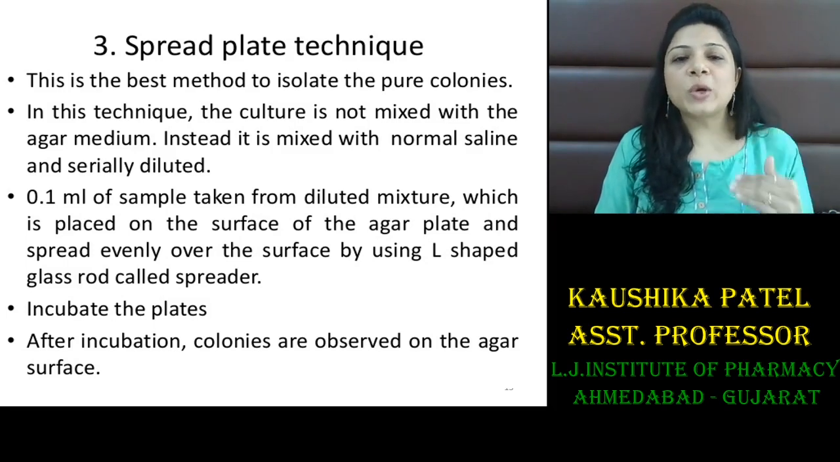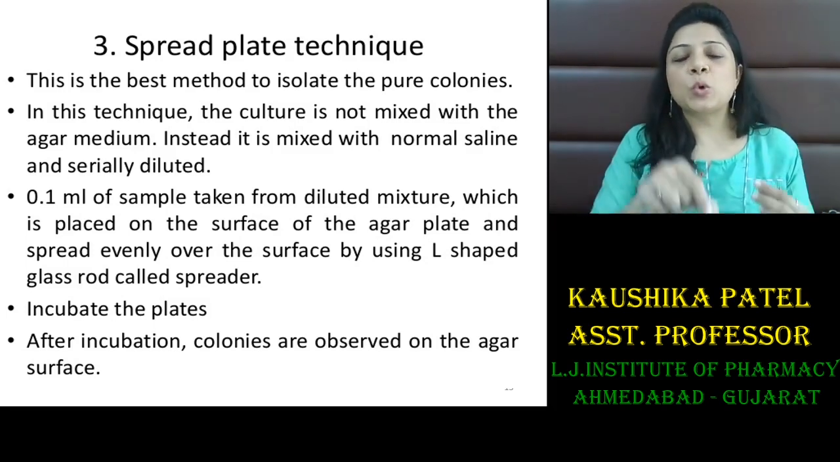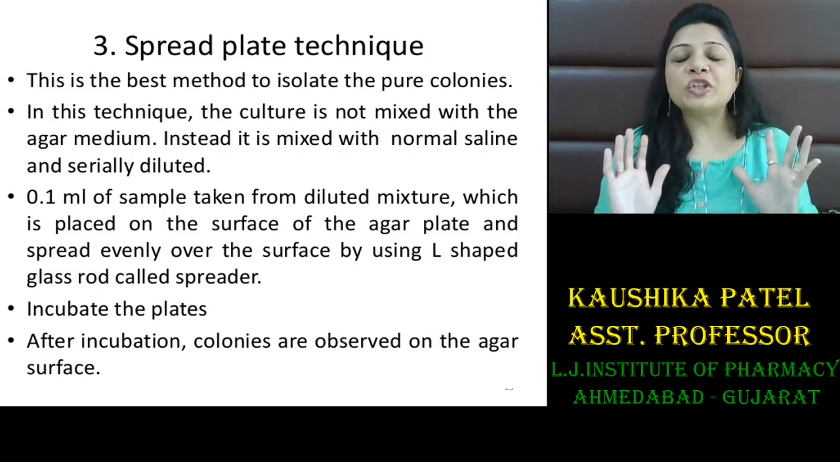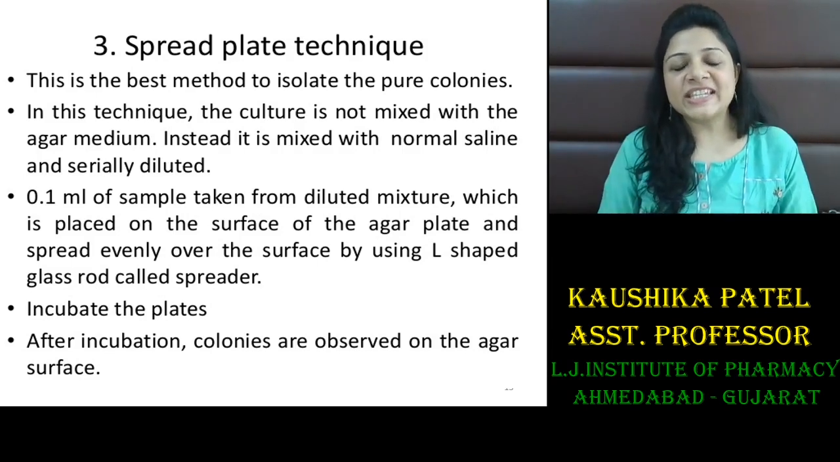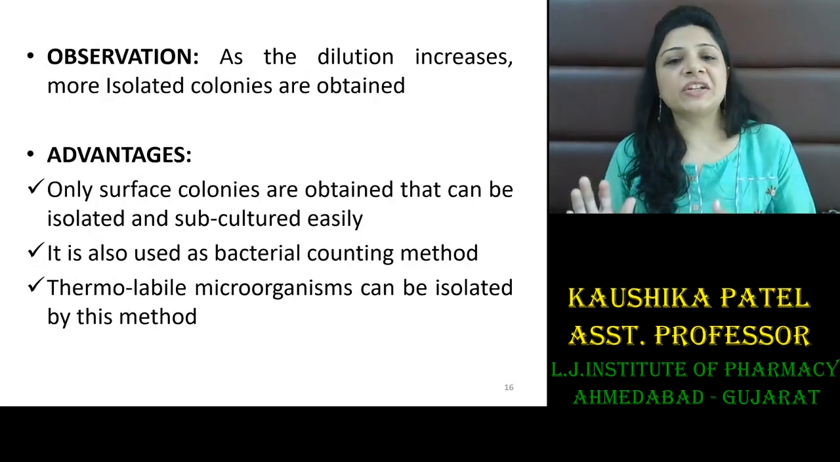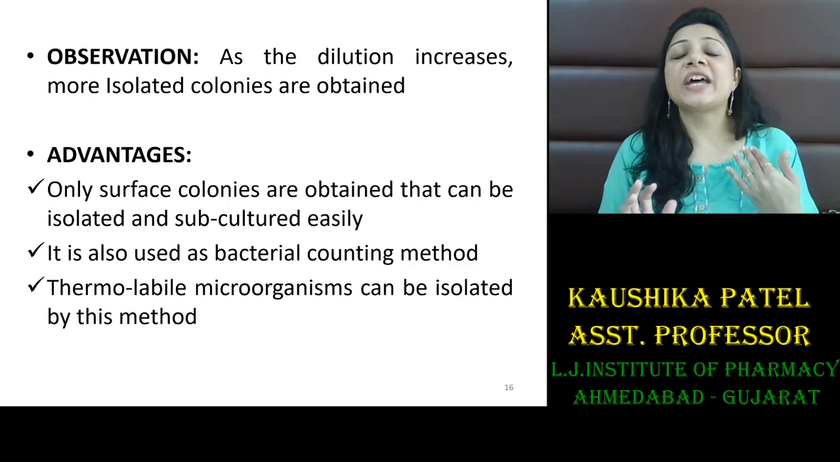0.1 ml of the diluted sample is poured in the center of the petri plate and then it is spread with the help of a glass spreader. You have to incubate the plate for 24 hours at 37 degrees Celsius, and after that you have to observe the growth of the colonies. You will observe that as the dilution increases, more isolated colonies are obtained.